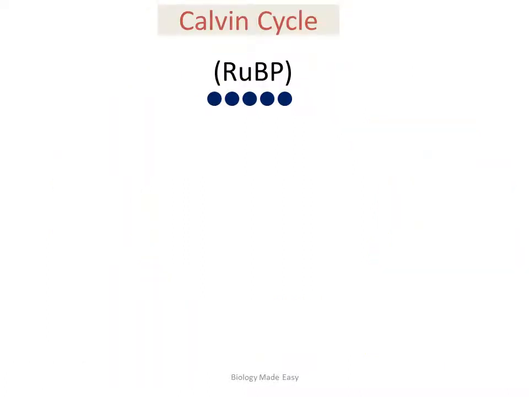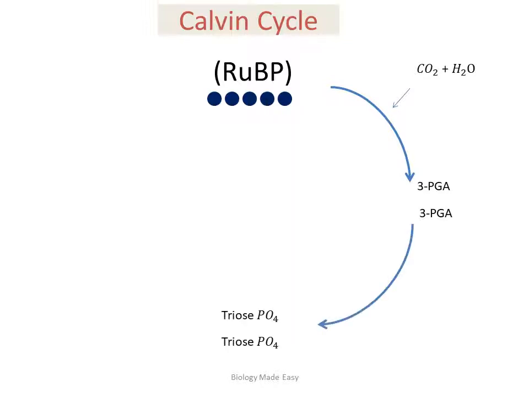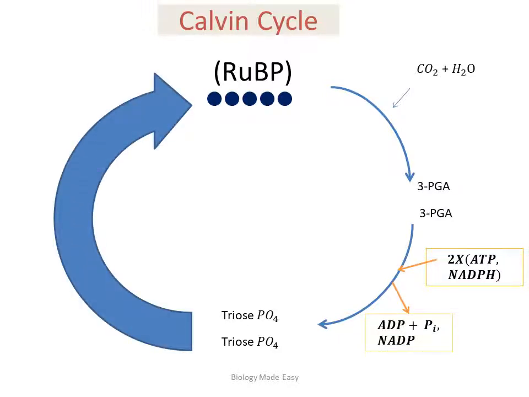A quick revision of Calvin's cycle shows RuBP with carbon dioxide fixation produces 2 molecules of 3-PGA, which are then reduced to 2 molecules of triose phosphate using 2 ATP and 2 NADPH. These triose phosphates combine to reproduce RuBP, wherein 1 ATP is used.